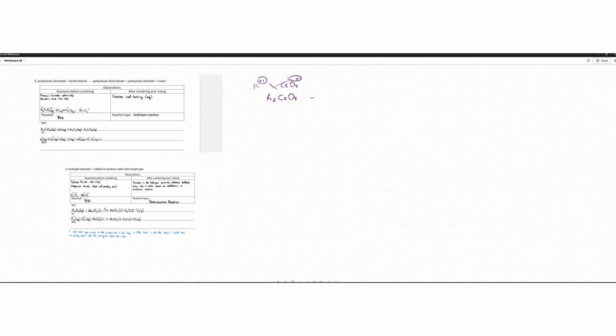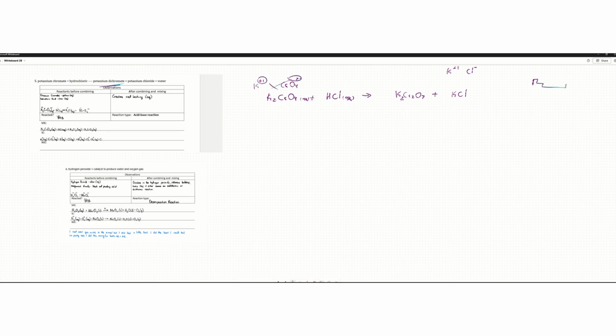So then it says that we have hydrochloric acid solution, and that forms potassium dichromate. And this will be K2Cr2O7, because it's dichromate, right? And it also produces potassium chloride. So potassium is group 1, chloride is group 17.